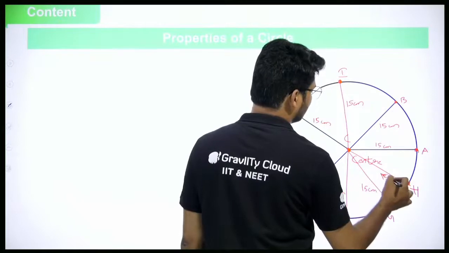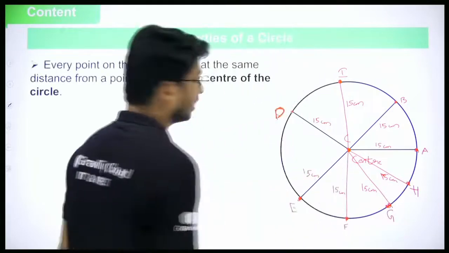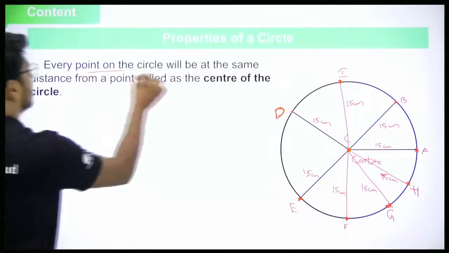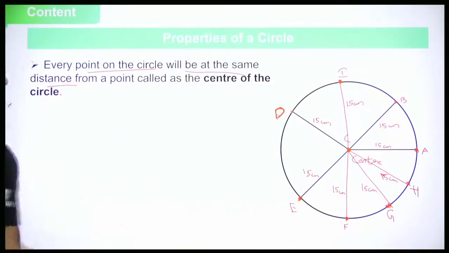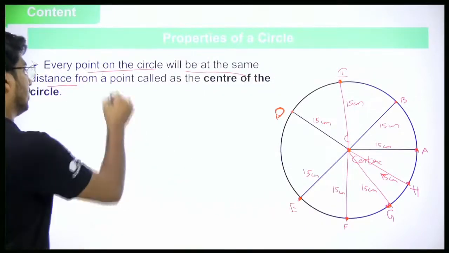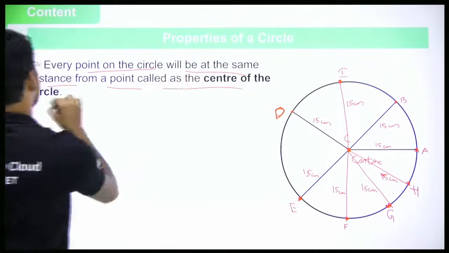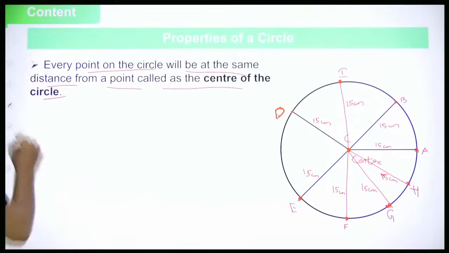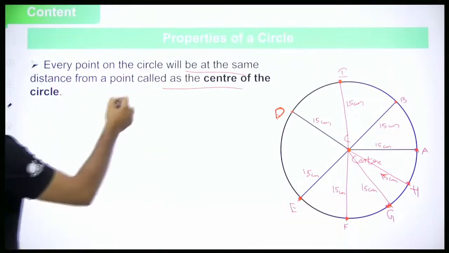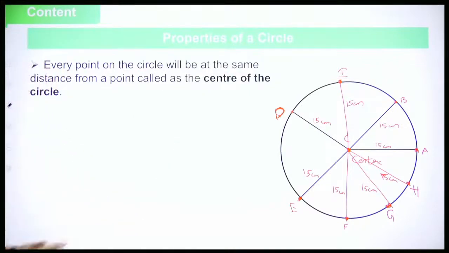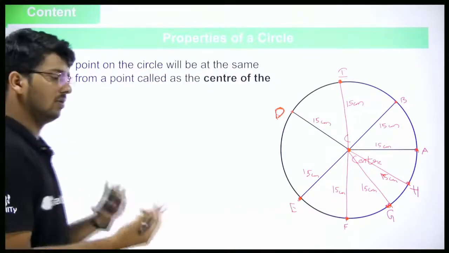What does this point mean? This means that every point on the circle will be at the same distance from a point, and what is that point called as? The center of the circle. You can clearly see, right? Every point is at the same distance, 15 centimeter, 15 centimeter, 15 centimeter and so on.